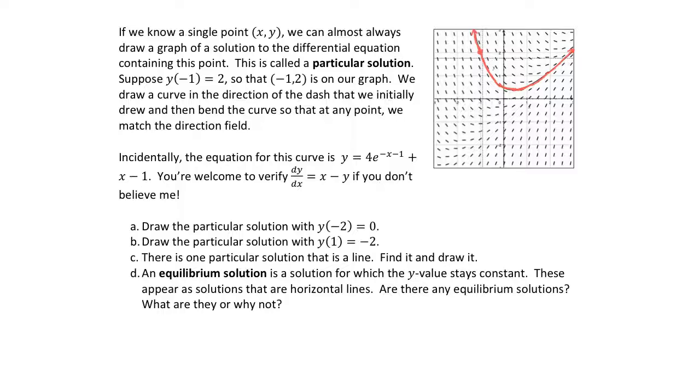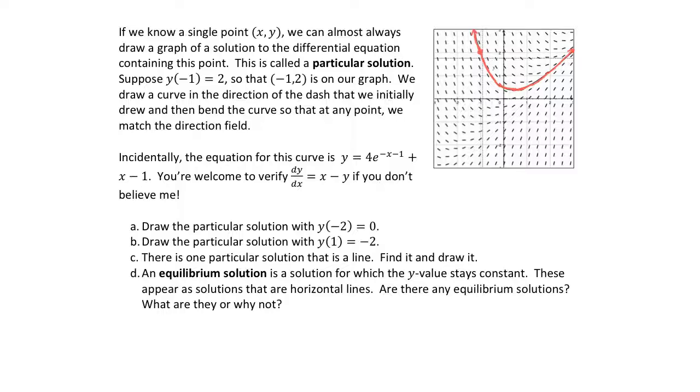If you really want to, I used a computer algebra system to figure out what the exact solution was. It is y equals 4x e to the negative x minus 1 plus x minus 1. If you want to, find the derivative of this creature, substitute it into the left side, take x minus this function, and you should get the same expression.